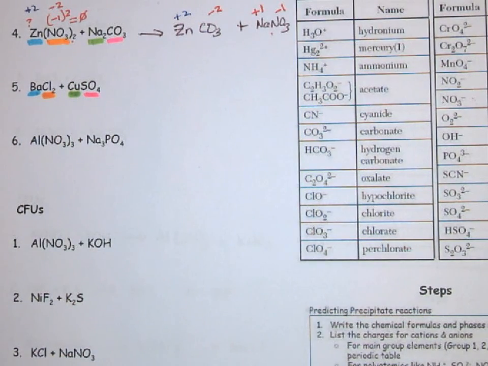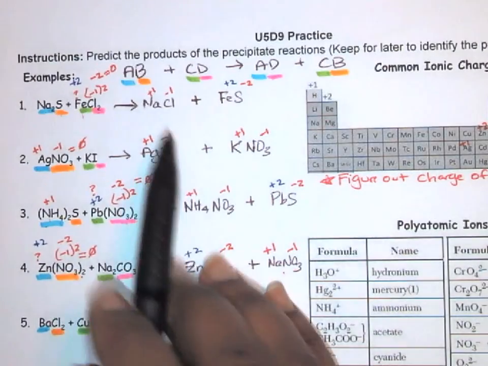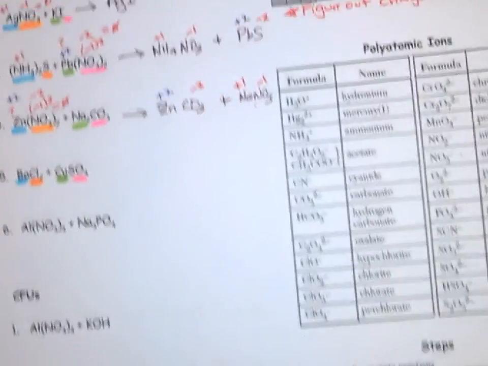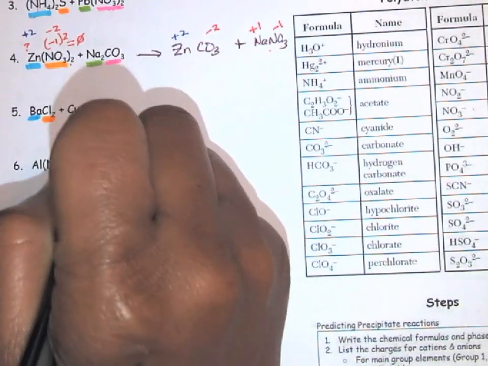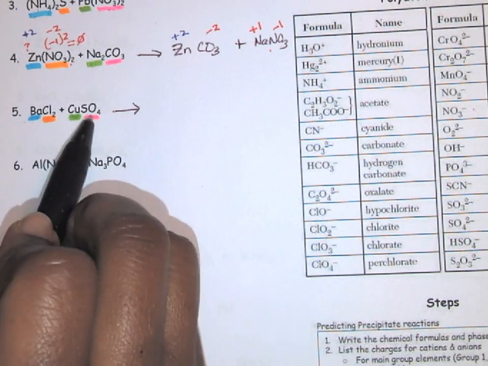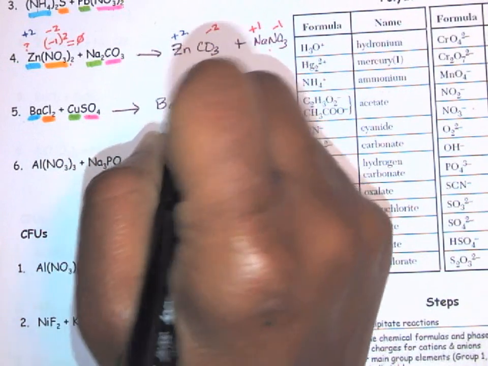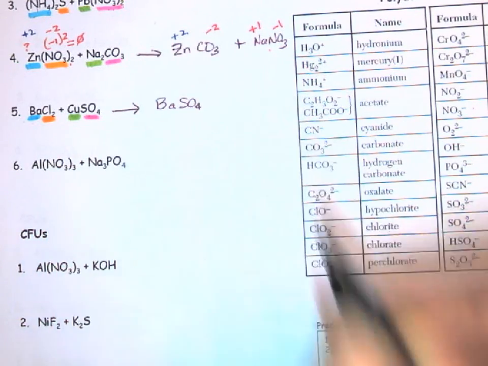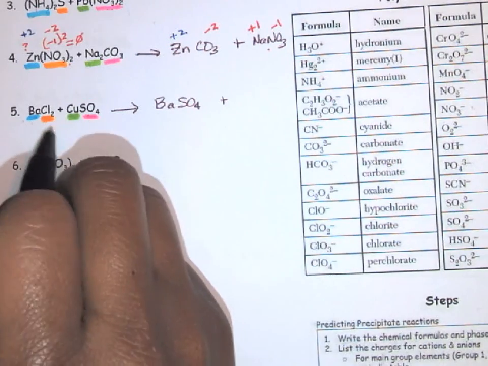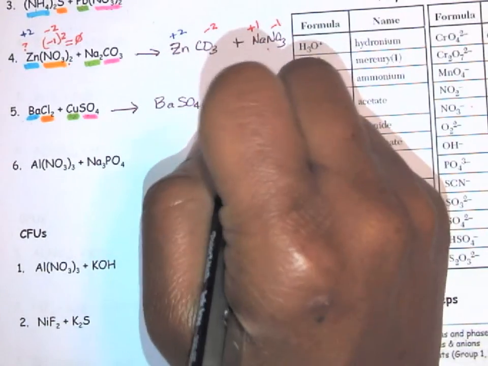Okay, so that part's done. And now I'm going to switch them around to form my new products. So the first product will be formed from the first and the last, so the first cation and the last anion. So I'm going to get BaSO4. And then my second one is going to be, remember I write the copper first because it's a metal, CuCl.